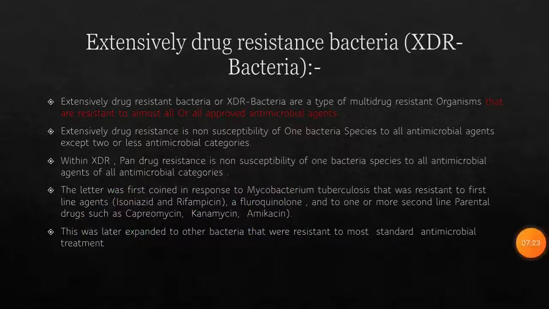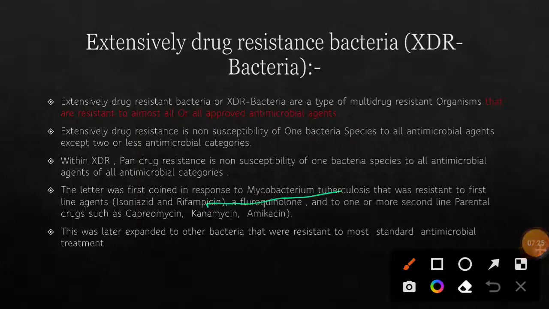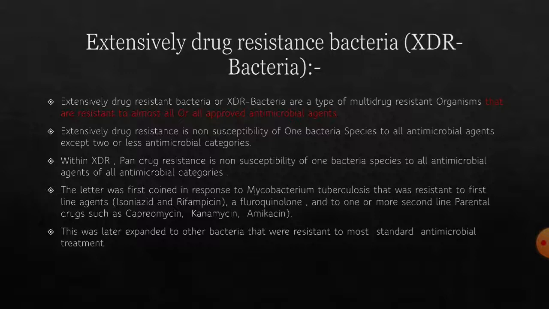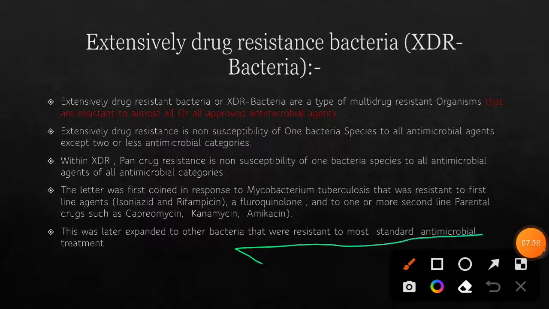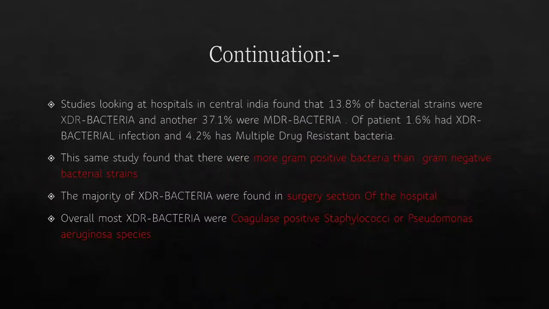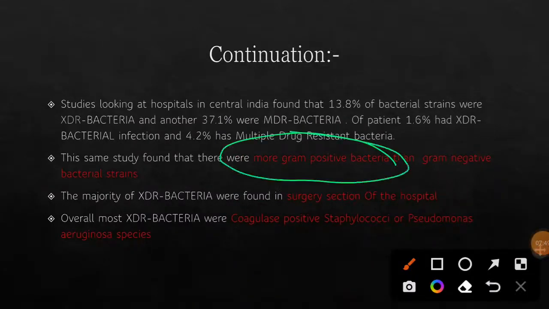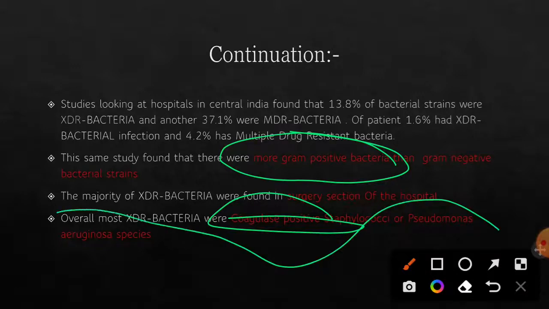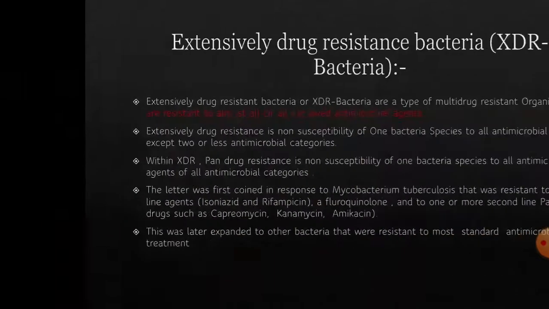We used the term XDR first for Mycobacterium tuberculosis, then it was expanded to other microorganisms depending on their ability to develop resistance to most of the common or standard antimicrobial treatment. Remember that XDRs are mostly gram positive bacteria, some are gram negative bacteria. Coagulase positive Staphylococcus and Pseudomonas aeruginosa species are examples of XDR. So that's it for today, friends.